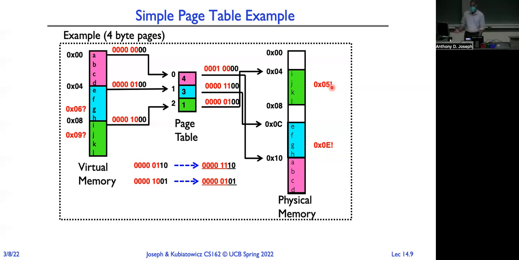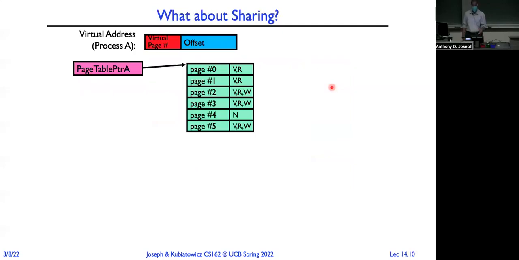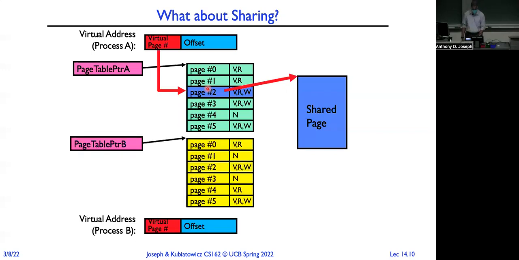Now there was a question about sharing in the chat. So how do we do sharing with pages? Well, it's actually very easy. So here is one process, process A's page table, and it's associated with a page table pointer. If we want to share a particular page, like let's say we want to share page 2, we simply add that same entry into the second process's page table.